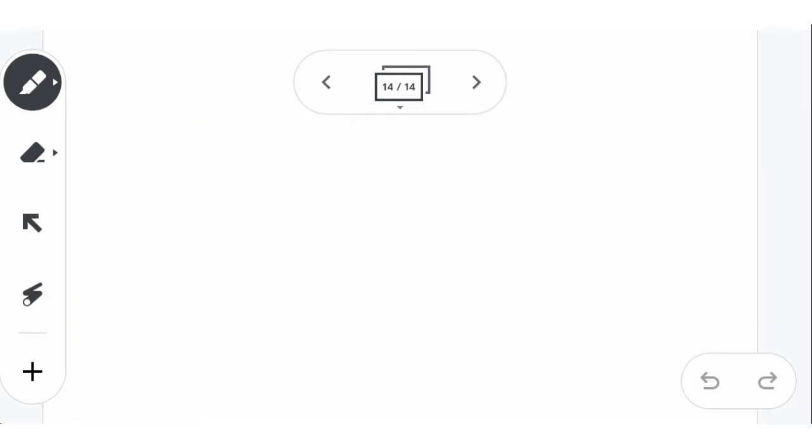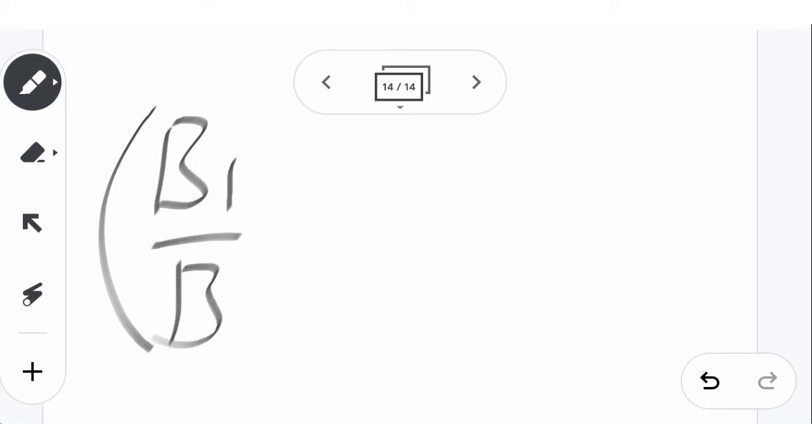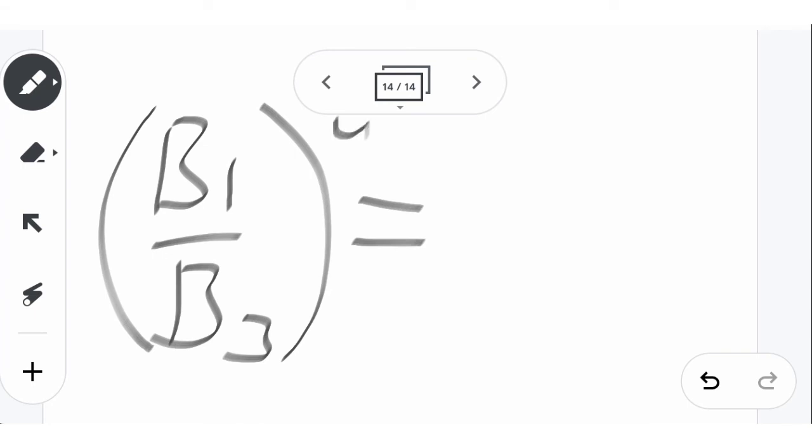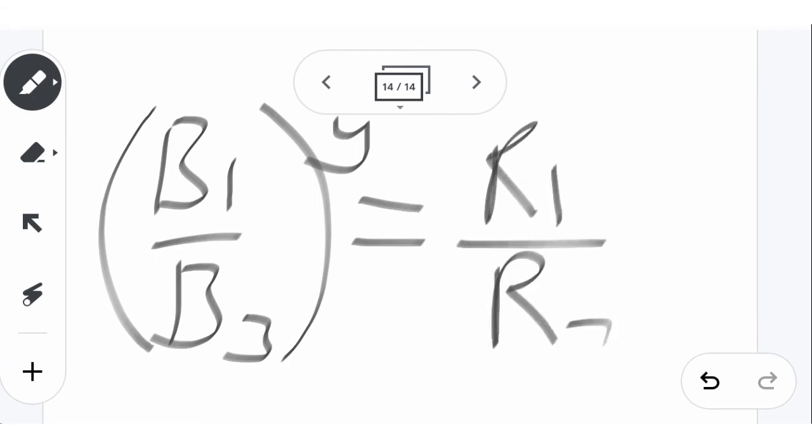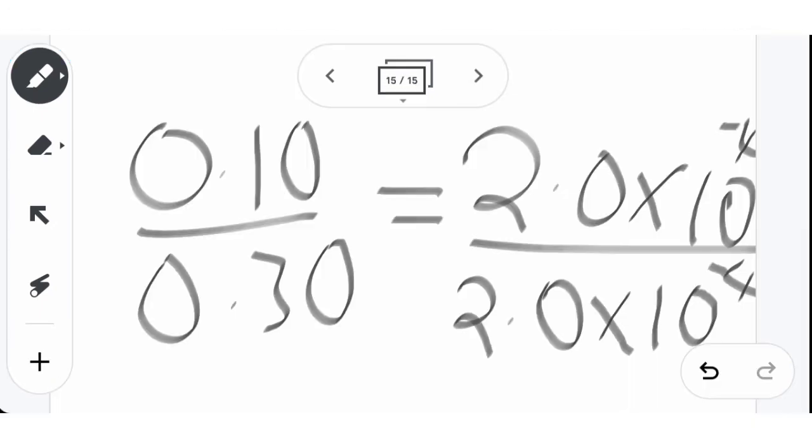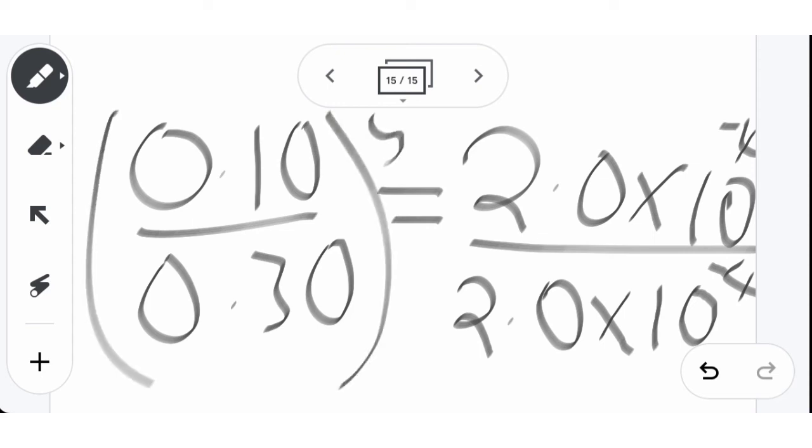So for Y, this is the formula that we're going to use. We're going to get the concentration of B from experiment number 1 over the concentration of B from experiment number 3. Then we're going to raise this to the power of Y. Then we're going to get R1 over R3. So this is the formula that we're using. So now we can do the division.